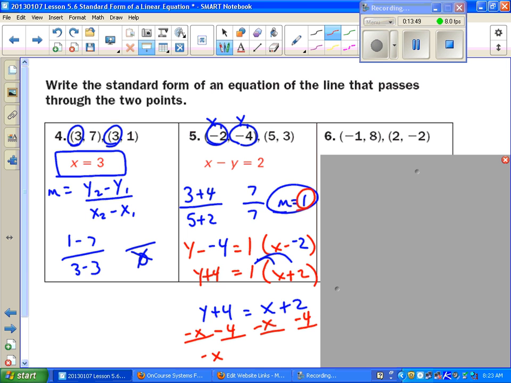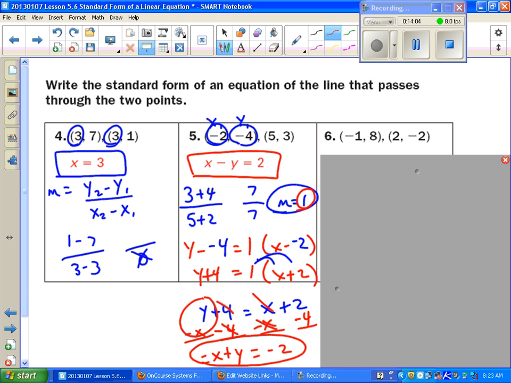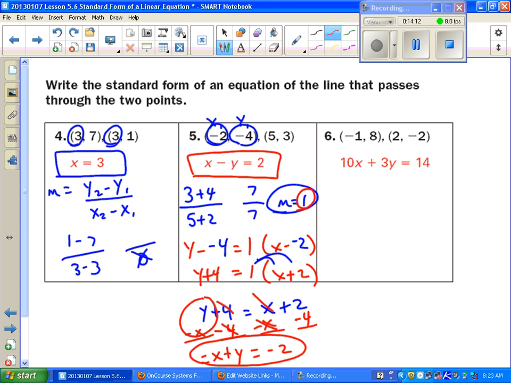-x, positive y. Notice we didn't move either one of those. We just wrote them next to each other. These will cancel, equals, these cancel. 2 minus 4 is -2. So x minus y equals 2. I'm going to look back at that one in just a minute. Let's finish up this video real quick.